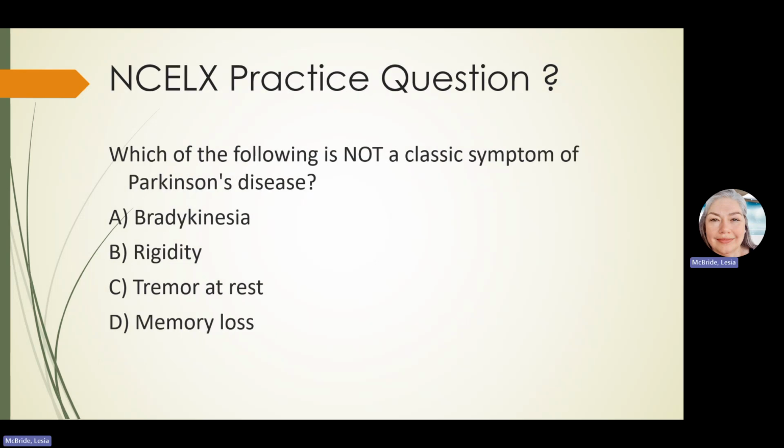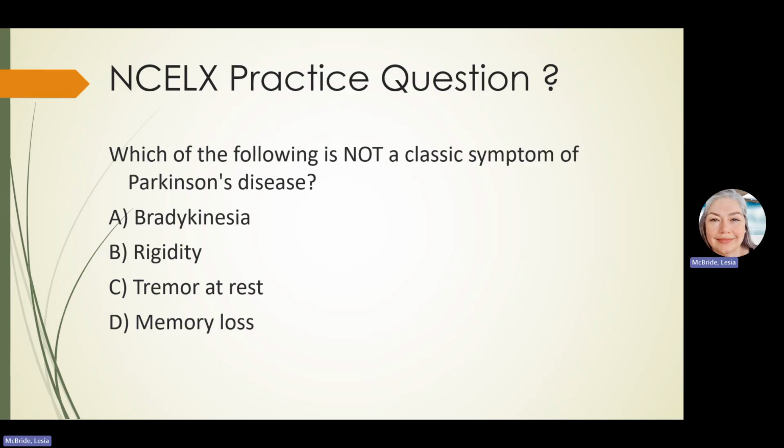Which of the following is not a classic symptom of Parkinson's disease? And we haven't talked about Parkinson's disease quite often here. The acronym for this, for Parkinson's disease, is TRAP. So remember the acronym TRAP, T-R-A-P, which is tremor at rest, rigidity, akinesia or bradykinesia, and postural instability.